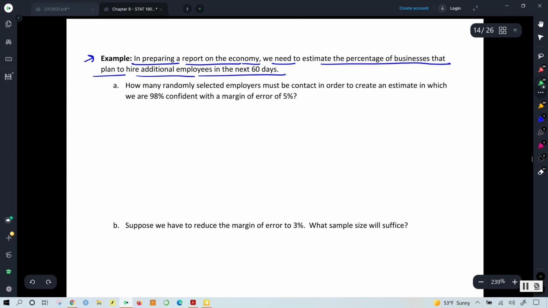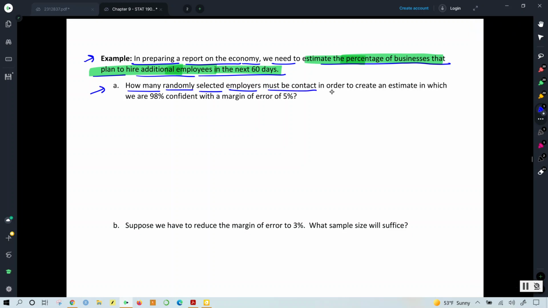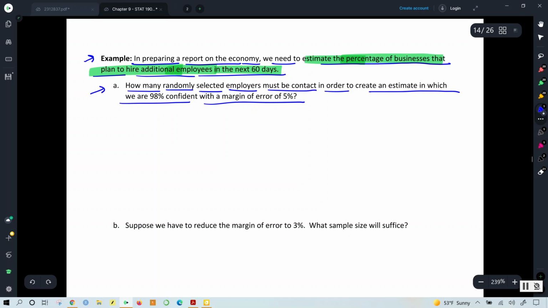So again, note that this is about making an estimation for a proportion of businesses that plan to hire additional employees in the next 60 days. Question A. How many randomly selected employers must we contact in order to create an estimate in which we are 98% confident with a margin of error of 5%?